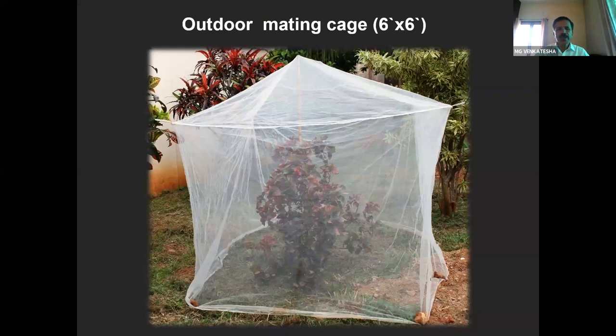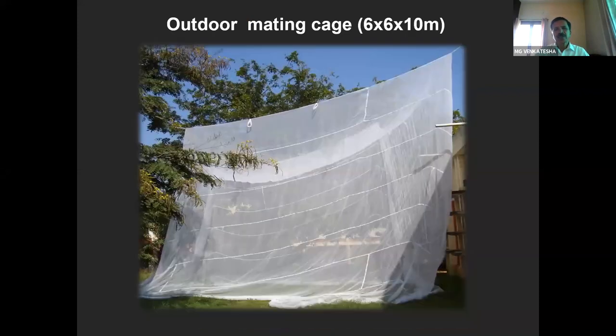We also used an outdoor cage with plants. There also they did not mate. Next slide, please. Then we thought they may require a huge cage, 6 by 10 meters. There also we released males and females of the adults collected from the field, but they did not mate even in that very huge cage. And then we tried another method finally. Next slide, please.